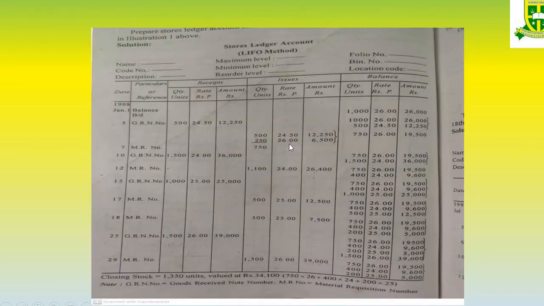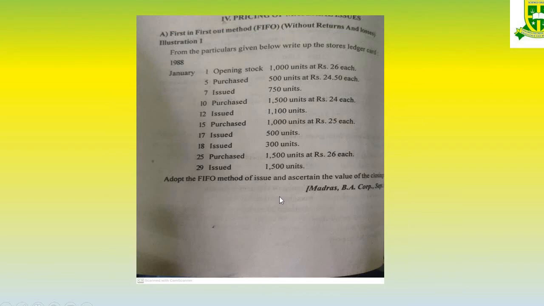So next, what is happening on 18th? They are issuing 300 units. So 300 units I need. So from where we have to take? The balance available are 3 items, 750, 400, 500. So from 500 I am taking 300. So what is the balance available? 200 units is the balance available. So 750, 400, 200.